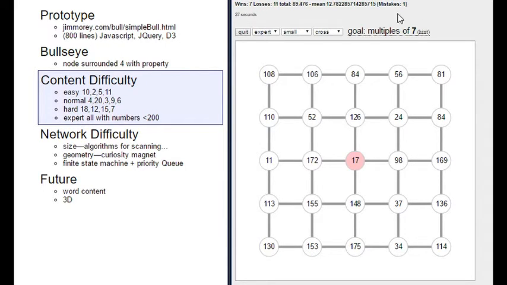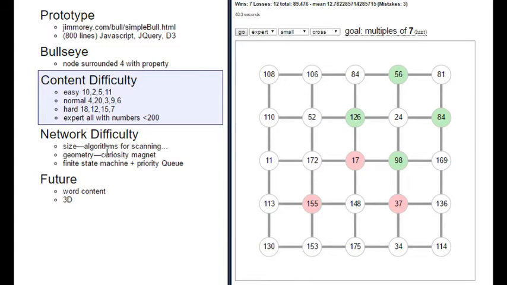You can see it figures out your mistakes. Oh, it's bad. This is very bad. I'll just quit. How did I miss that? Okay, so there's our content difficulty.